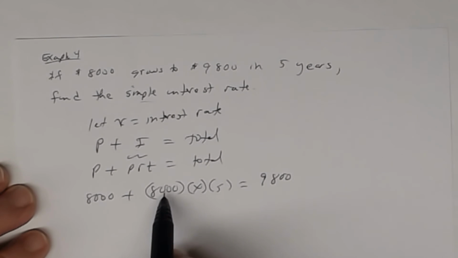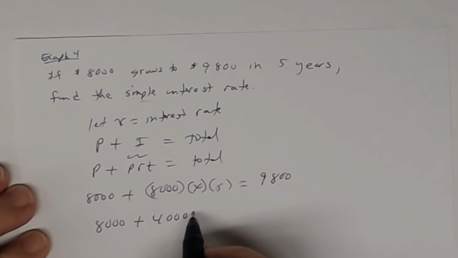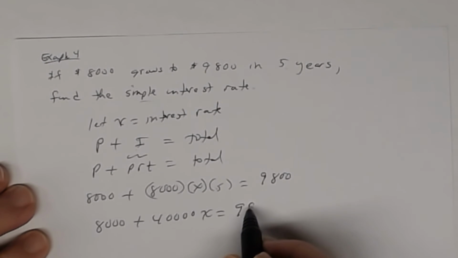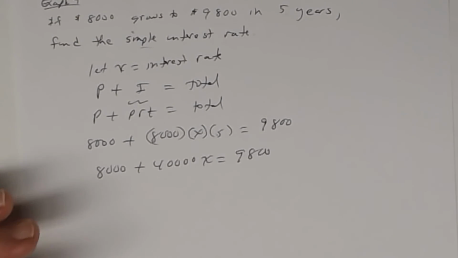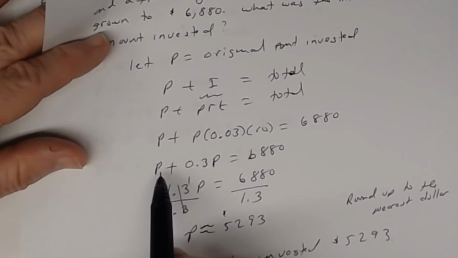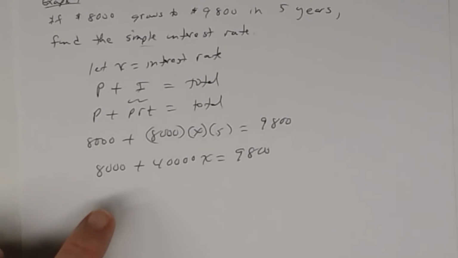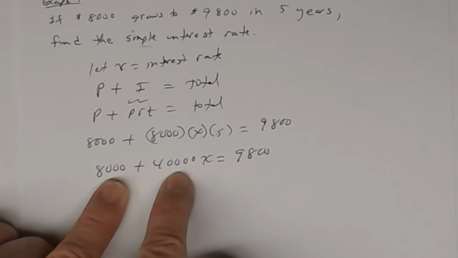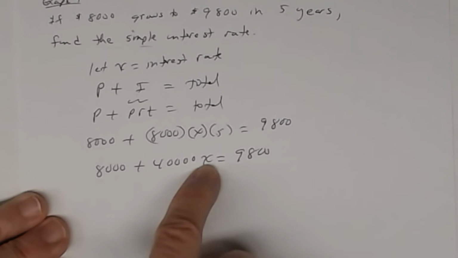And then using a calculator, 8,000 times 5 is 40,000. So I have 8,000 plus 40,000x equals 9,880. Now be careful. In the previous 2 problems, we said 1 plus 0.3 was 1.3P because those were like terms. But be careful, these are not like terms. So don't say 8,000 plus 40,000 is 48,000. Those are not like terms. This is the only term that has that variable x in it.